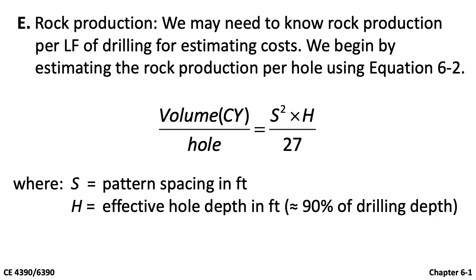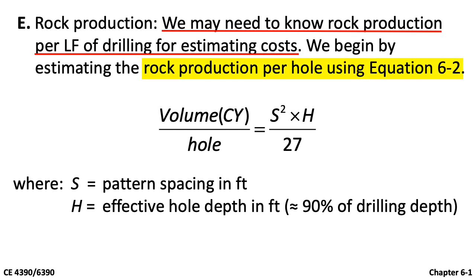For the purpose of cost estimating, we may need to know rock production. We can estimate the rock production per hole using equation 6.2, as shown here. In this equation, the production is measured in the total volume of rock in cubic yards to be excavated per drilling hole. S is pattern spacing. H is the effective hole depth in feet, typically equal to 90% of drilling depth. Note that both S and H are measured in feet. When you multiply S squared by H, you get the total volume of the area covered by a hole. To convert cubic feet to cubic yards, you divide the volume by 27.